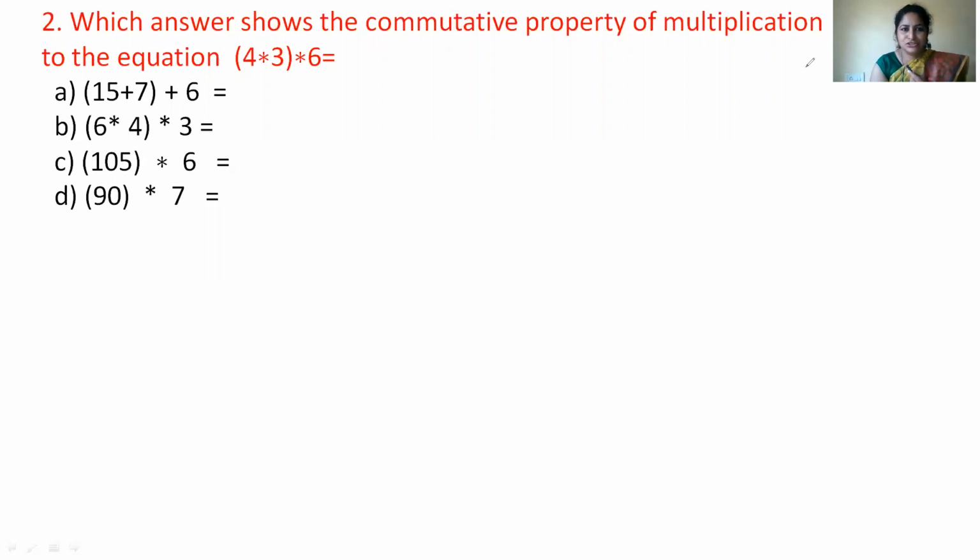Which answer shows the commutative property of multiplication to the equation 4 into 3 into 6? The options given are: Option A, 15 plus 7 plus 6. Option B, 6 into 4 into 3. Option C, 105 into 6. Option D, 90 into 7.